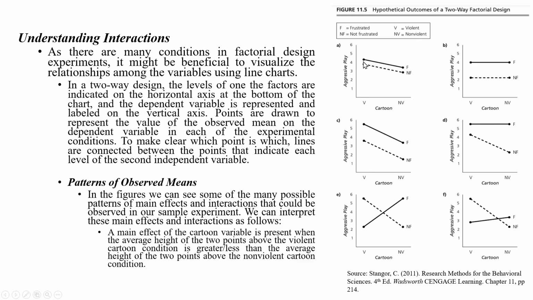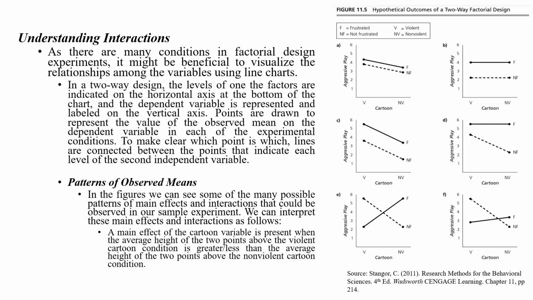You can see here, these points are the means of the violent versus non-violent conditions. So, this is the violent condition, frustrated versus non-frustrated, this is the non-violent condition, frustrated versus non-frustrated, and you have joined them. One has become a solid line, which is the frustrated condition, and one has become the dashed line, which is the non-frustrated condition. On the x axis, one side towards the left is the violent condition, the other side is the non-violent condition. Now, these lines are telling us what kind of interactions are being observed. Okay. So, let us look at this.